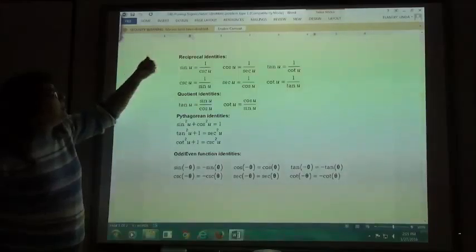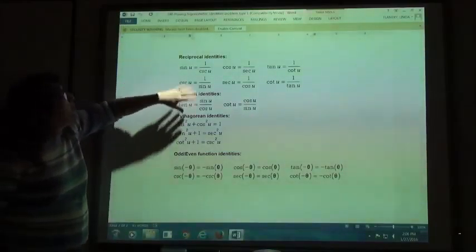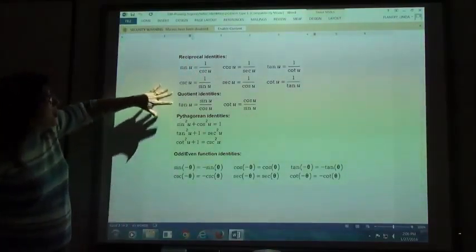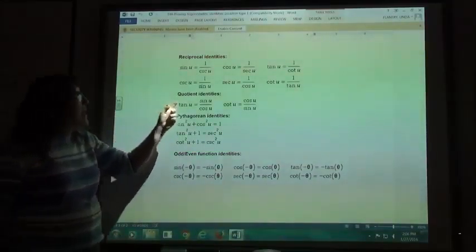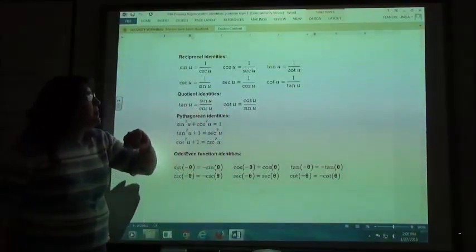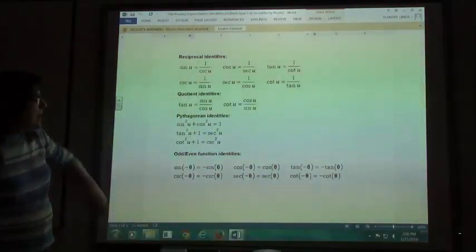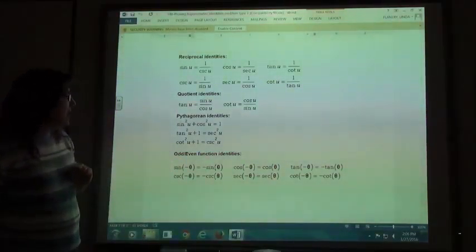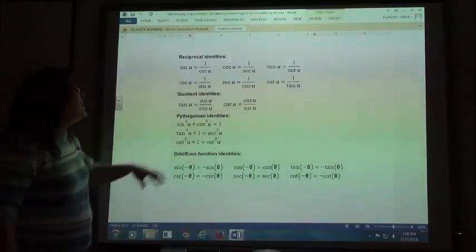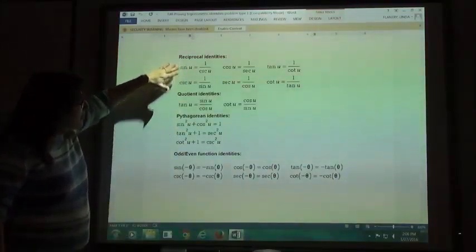We've got our reciprocal identities, such as the sine of u is 1 over the cosecant. Our quotient ones, where we take tangent and cotangent and put them in terms of sine and cosine. The Pythagorean identities. We haven't talked much about the odd and even ones, but we occasionally use those. So mainly those first three.